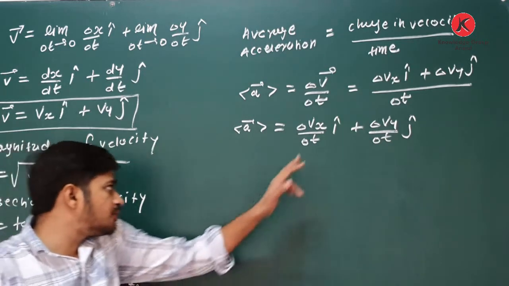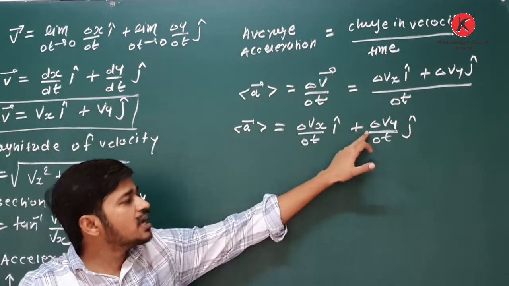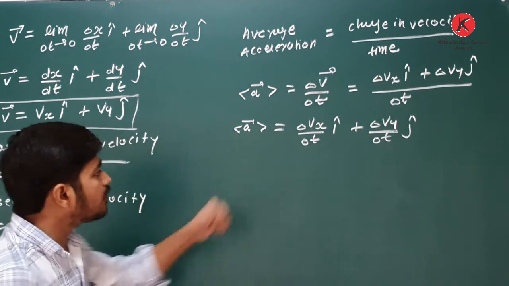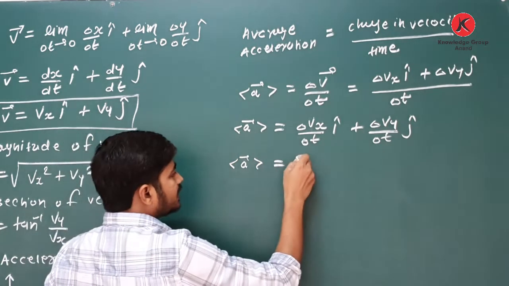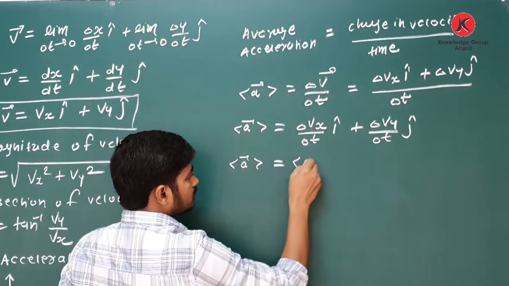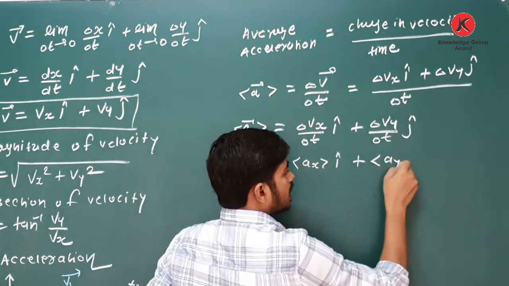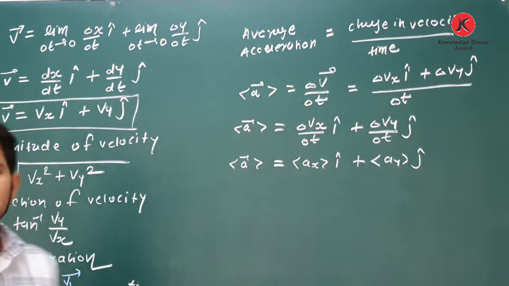Where delta vx is the change in the x component of velocity, and delta vy means the change in the y component of velocity. Now I can write this equation as a is equal to ax i caret plus ay j caret. Clear? So it is the equation of average acceleration.